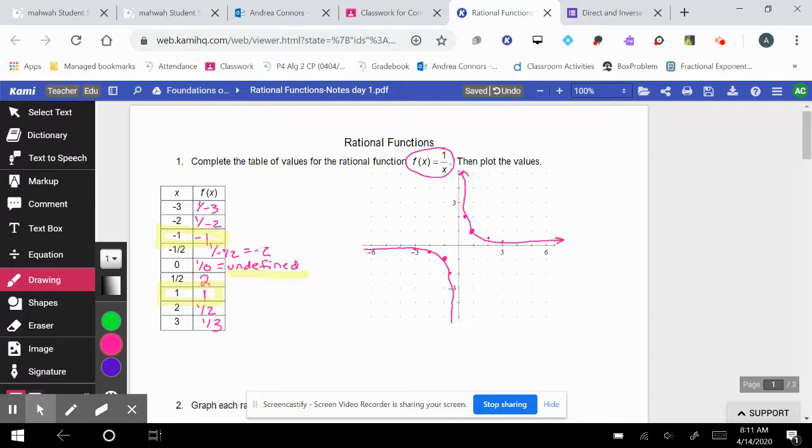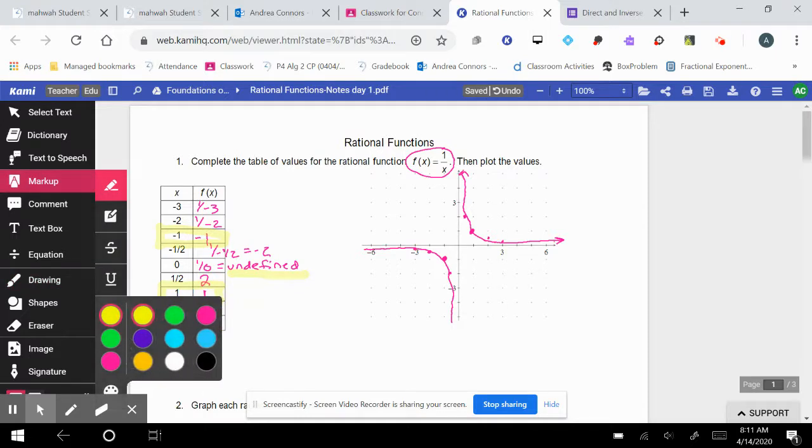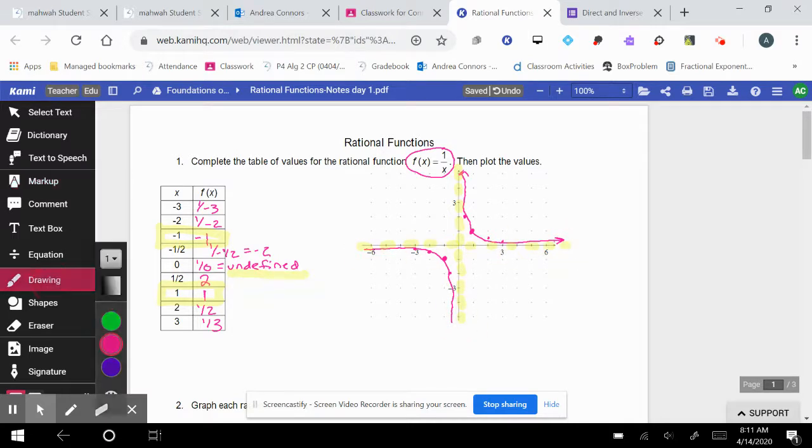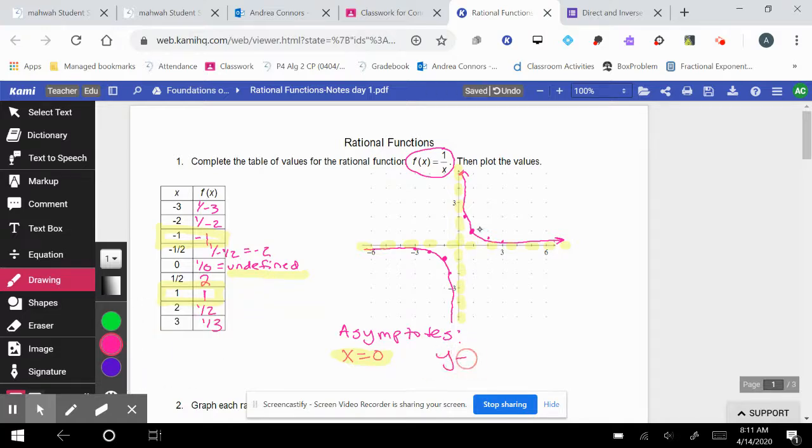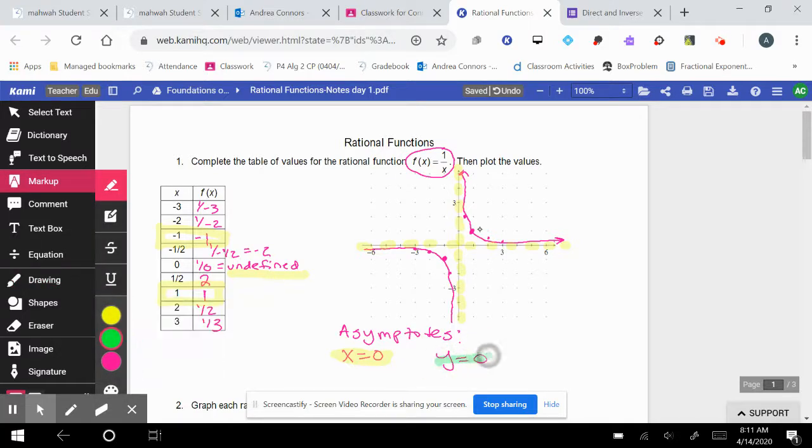The big thing here, guys, is that you're going to have asymptotes, and you learned what an asymptote is the past couple of days. Your asymptotes are these lines that get increasingly near a curve but never actually touch. So you have two asymptotes. You're going to have x is equal to 0, which is this line, and you're going to have y is equal to 0, which is this line.